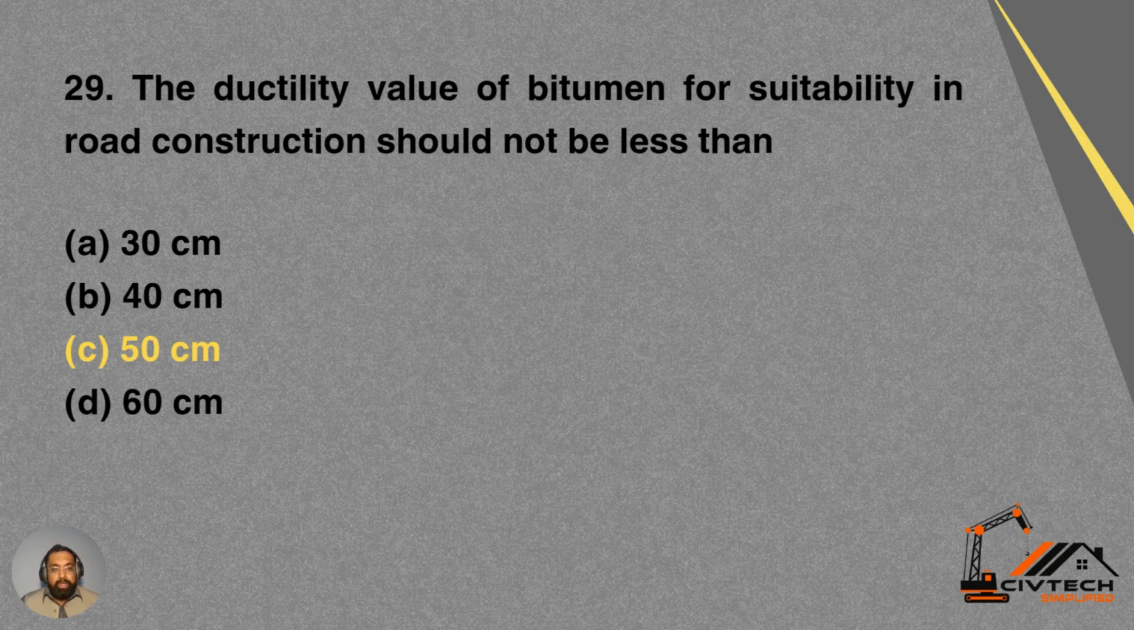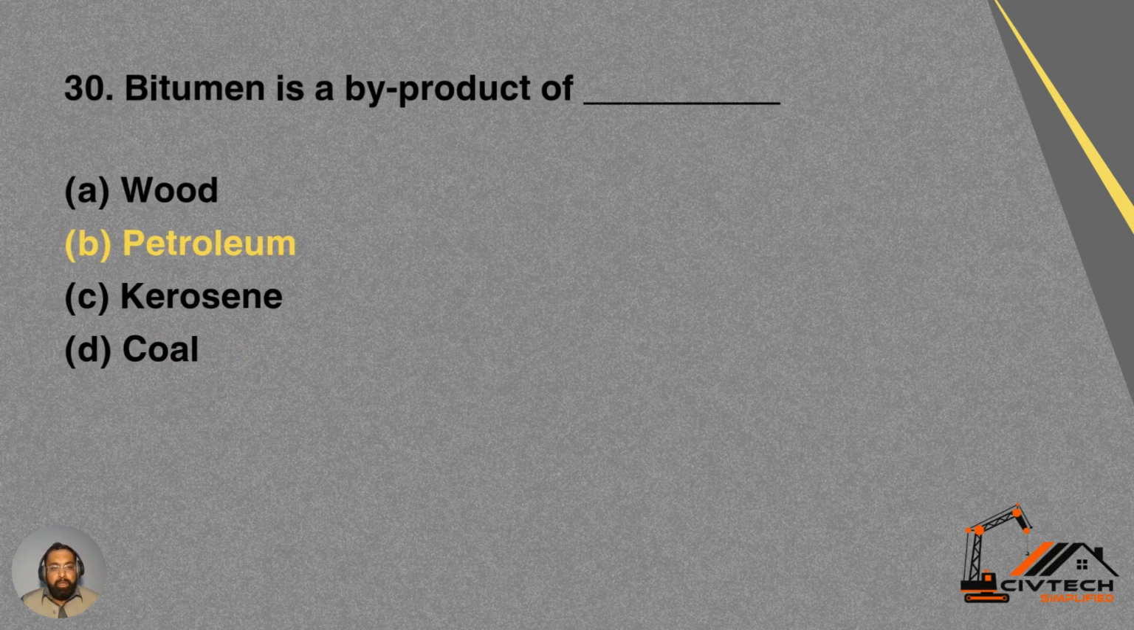Question 29. The ductility value of the bitumen for suitability in road construction should not be less than. What should be the minimum value of ductility for the bitumen being used for road construction? Option A is 30 centimeter, option B is 40 centimeter, option C is 50 centimeter, and option D is 60 centimeter. So C is the correct option, 50 centimeter. The ductility value of the bitumen for road construction is 50 centimeter.